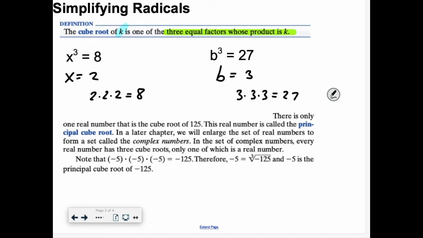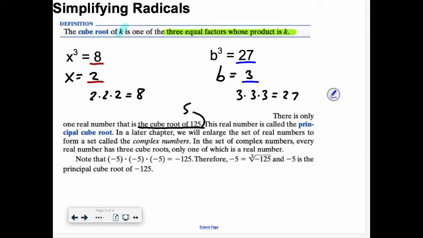Now here, there's only one real number that is the cube root of 125. And that cube root of 125 is just going to be called 5, because 5 to the third power is equal to 125. This real number is called the principal cube root. So I can say that 2 is the principal cube root of 8. I can say that 3 is the principal cube root of 27.